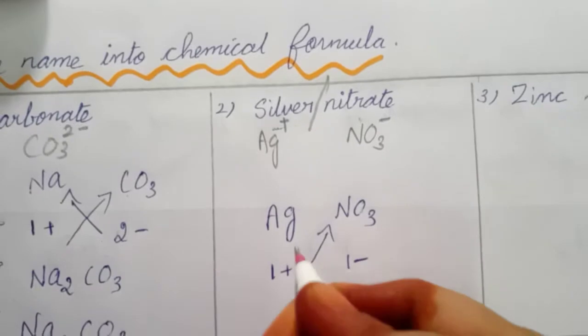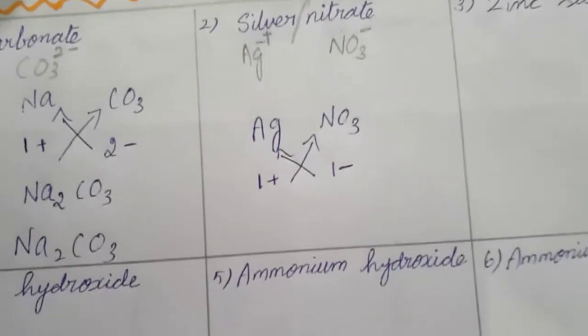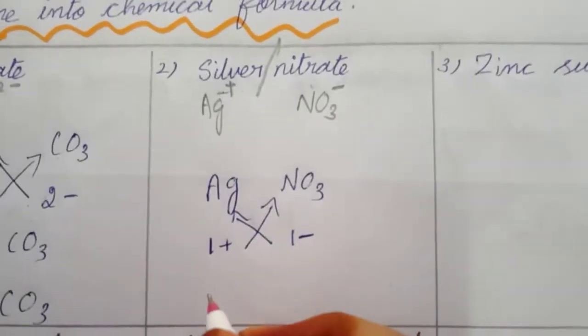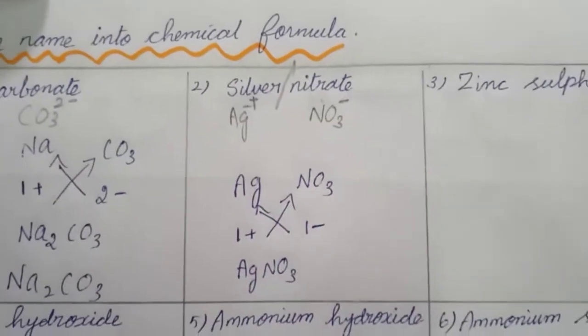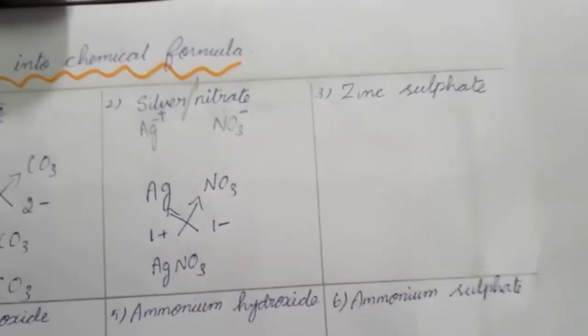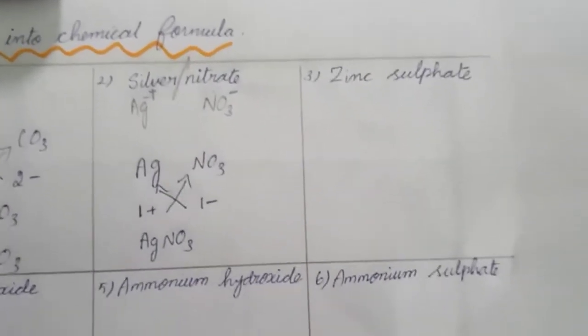And next, cross multiply. NO3 is a polyatomic ion, but here only one NO3 is there, so we write as it is: AgNO3. This is silver nitrate. This is another method, by using charge. In the previous class we discussed that we can find it by using valency. It is also one of the methods.